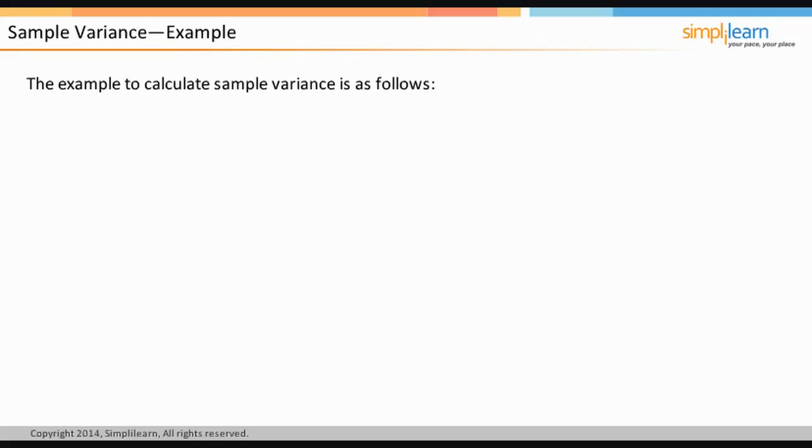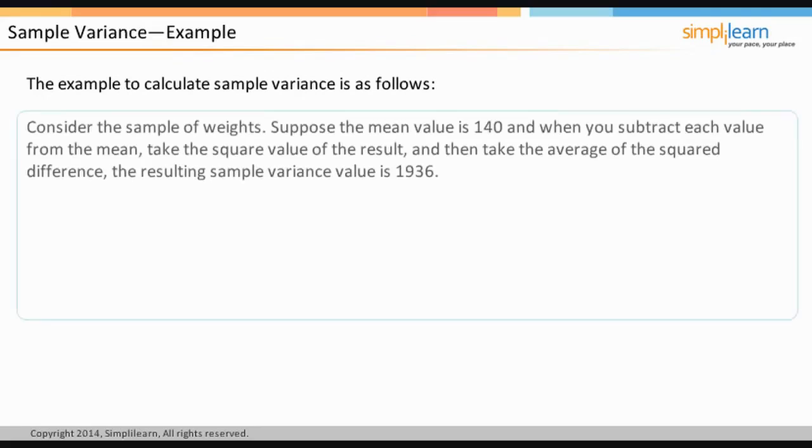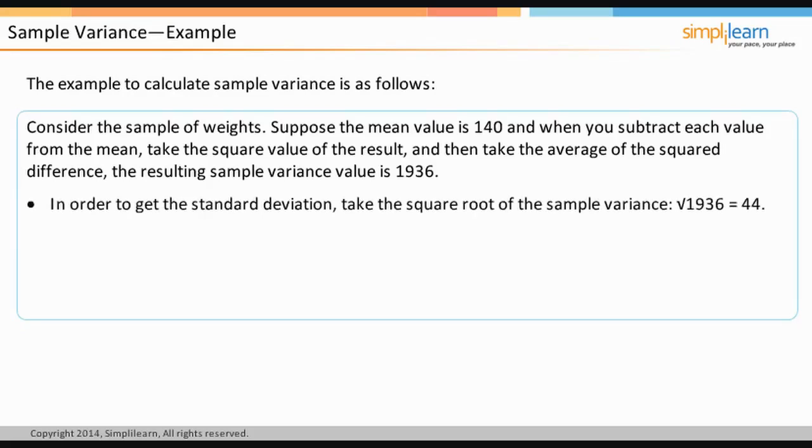Let us understand how to calculate the sample variance with the help of an example in this screen. Consider the sample of weights. The mean value is 140. When you subtract the individual values from the mean, take the square value of the results, and then take the average of the squared differences, you will get 1,936 as the sample variance. This number is not useful as it is. In order to get the standard deviation, take the square root of the sample variance. Square root of 1936 equals 44.